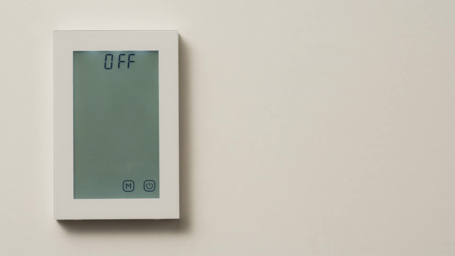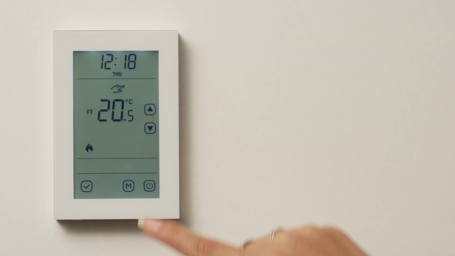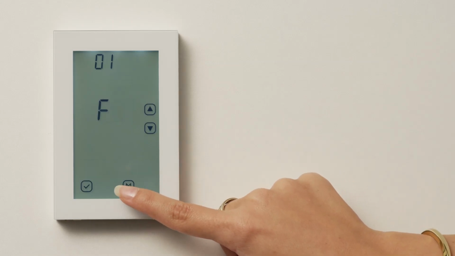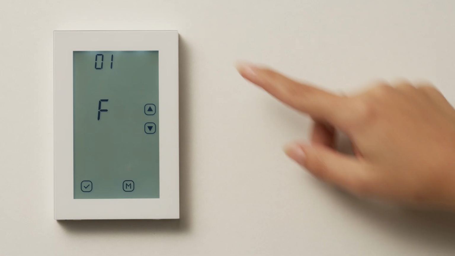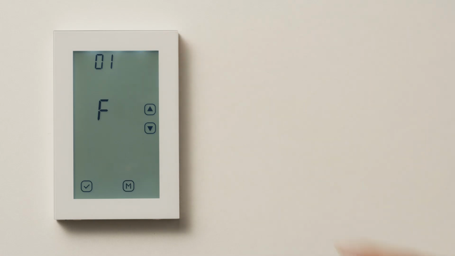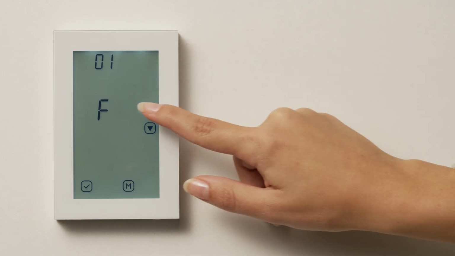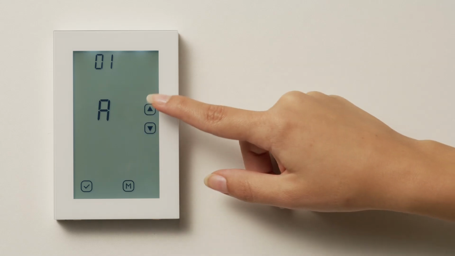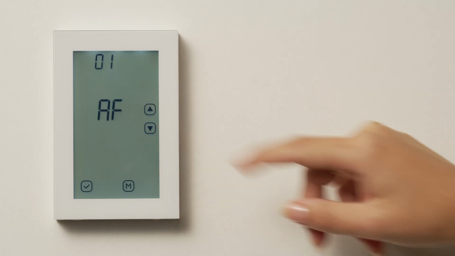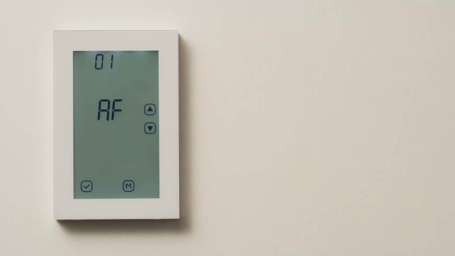To set the parameter settings, the unit must be off. Press the M button. 01 is for sensor selection. A is for air sensor and should be used when there is no floor probe. AF is for air and floor sensor and should be used when there is an additional source of heating in the room. F is for floor sensor and should be used when a floor probe has been installed.